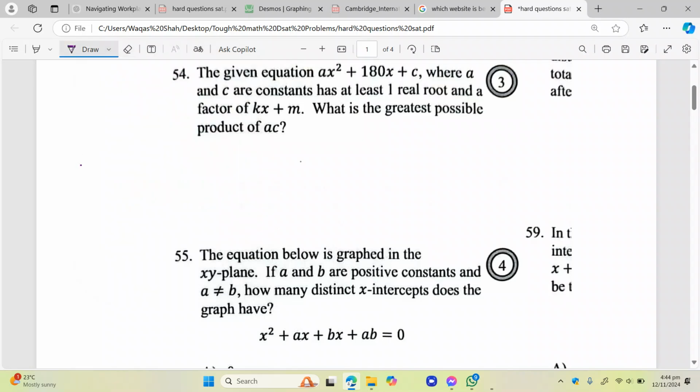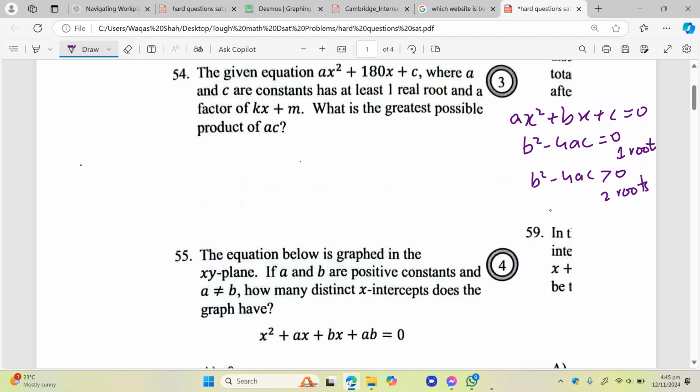Okay, so if this is the general form of a quadratic equation, ax squared plus bx plus c is equal to 0, right? So when the discriminant b square minus 4ac is equal to 0, then we will have one root, one solution. And if it's greater than 0, then it will have two roots, two solutions. And if it's less than 0, then no solution. The solution will be an imaginary number. Okay, so no solution, right?